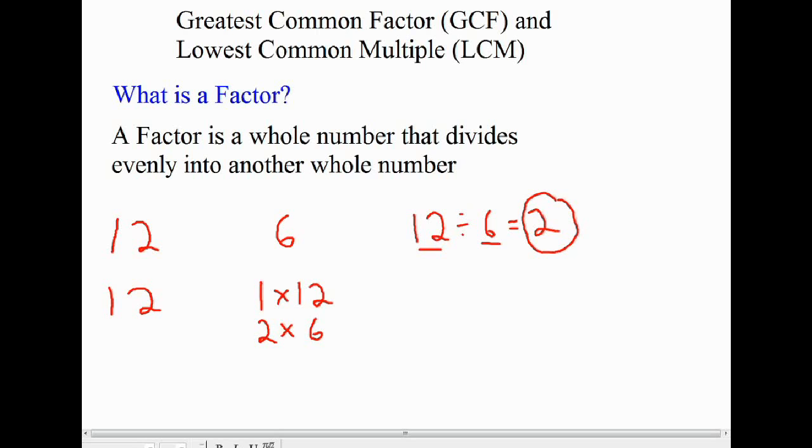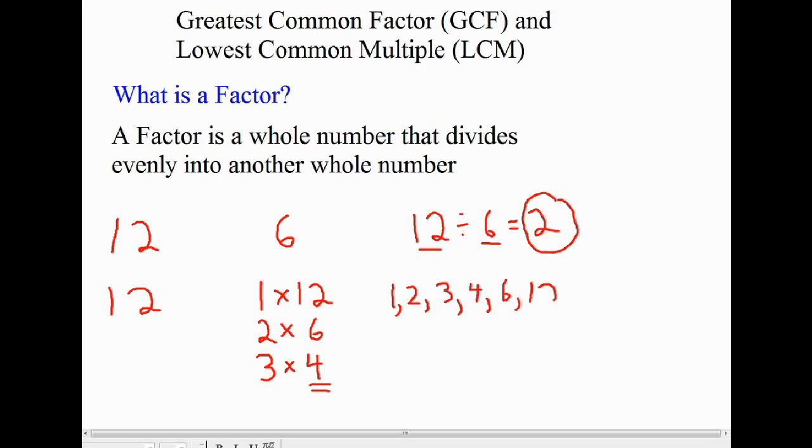And then the next smallest value that goes evenly into 12 is 3. And 3 times 4 is 12. Now the next smallest value is 4, but we already have 4 as a value here. So what we now have here is essentially a list of all of the factors of 12. And it can also be helpful to write the list from smallest to biggest. So all of the factors of 12 from smallest to biggest are 1, 2, 3, 4, 6, and 12.